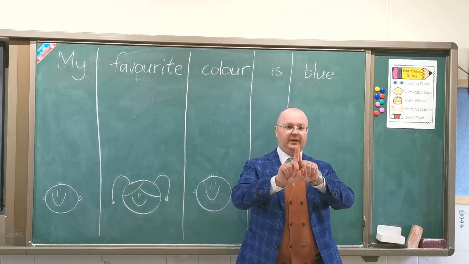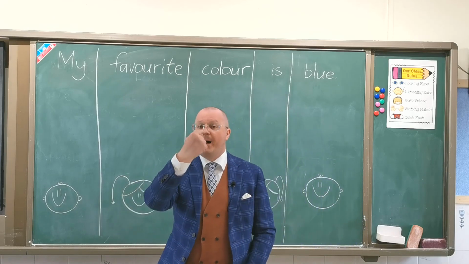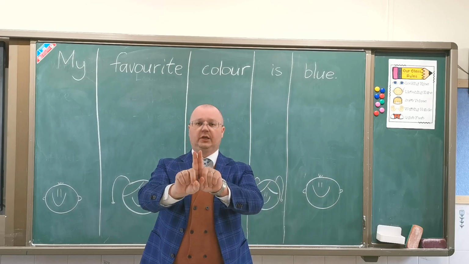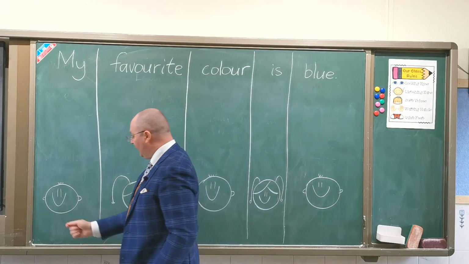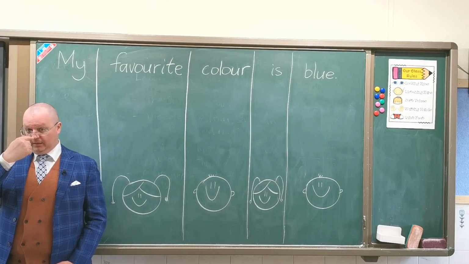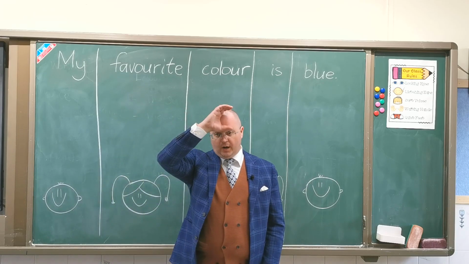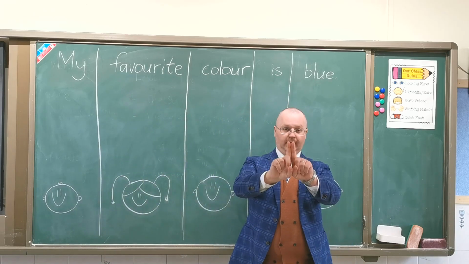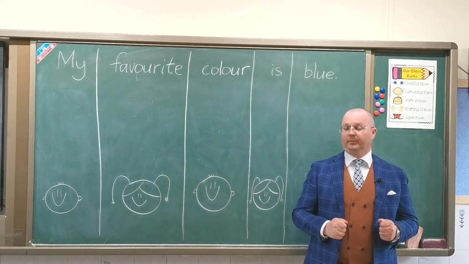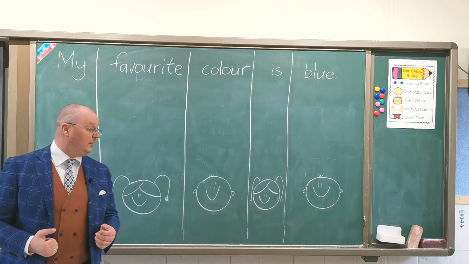Color is blue. So my favorite color is blue. And then each student says one word: this student says my, this one says favorite, this one color, this one is, and this one blue. They can have a flashcard with the blue color. That's it. It's very simple but effective.